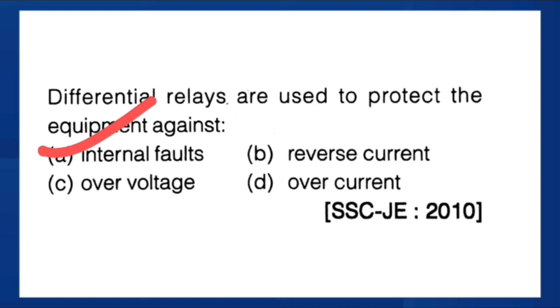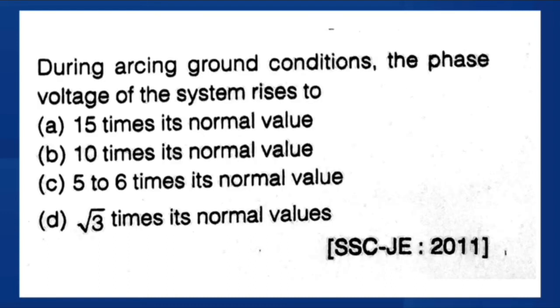So next question is, during arcing ground condition, the phase voltage of the system rises to, and options are 15 times its normal value, 10 times its normal value, 5 to 6 times its normal value, and root 3 times its normal value. So the correct answer is root 3 times its normal value.